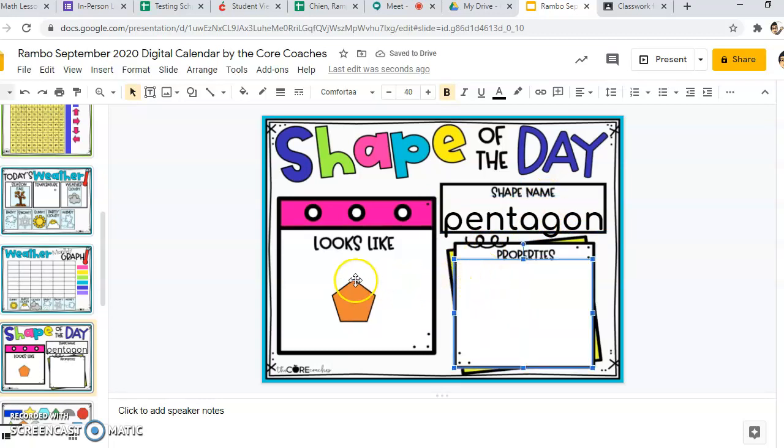Let's count the sides on our pentagon. 1, 2, 3, 4, 5. 5 sides. How many vertices do we have? 5 vertices.